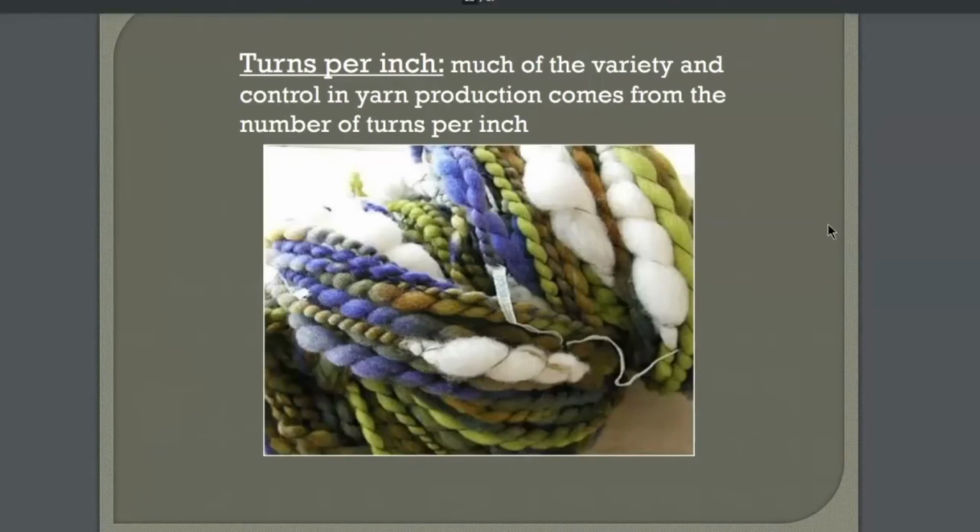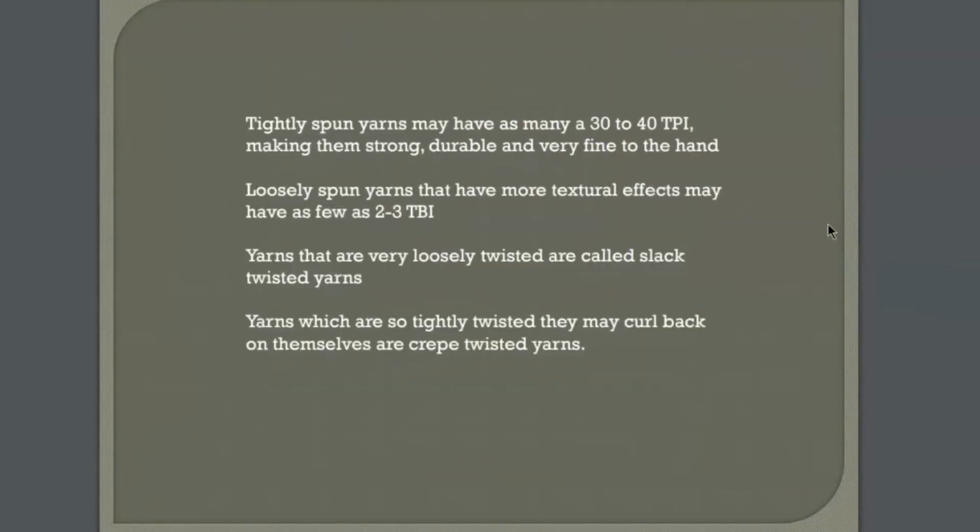There's a term called turns per inch. So much of the variety and control in yarn production comes from the number of turns per inch. So these turns per inch are very loose, right? Very loose, very bulky. Thinking about how many turns of that yarn are in per inch will reflect how fine it will be.